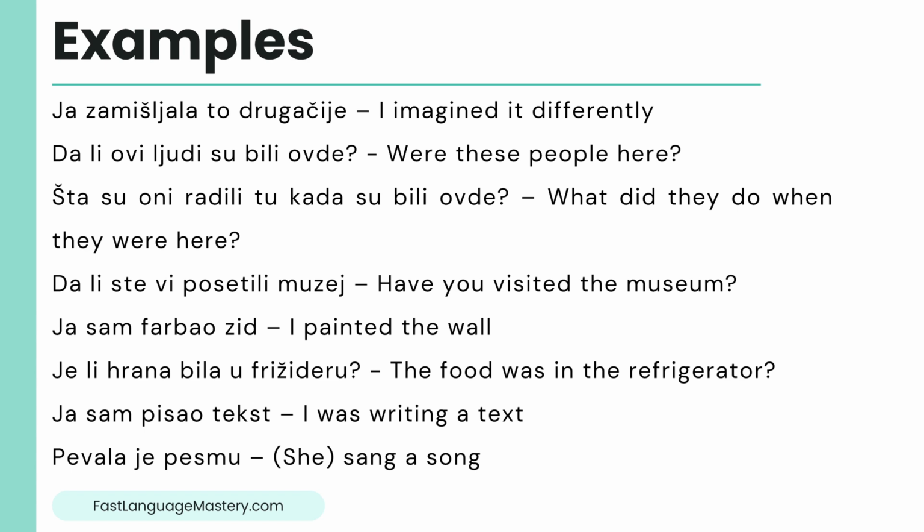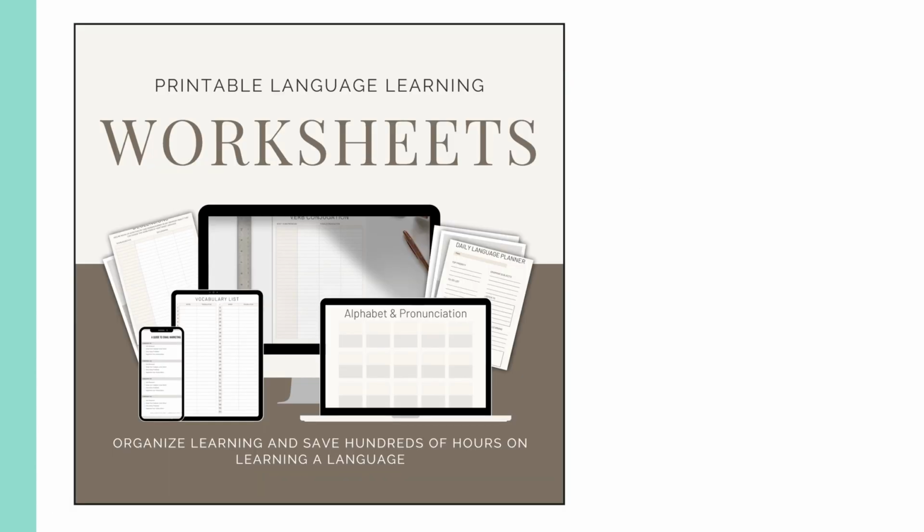Da li ste vi posetili muzej? Have you visited the museum? Ja sam farbao zid. I painted the wall. Je li hrana bila u frižideru? Was the food in the refrigerator? Question. Ja sam pisao tekst. I was writing a text. Pevala je pesmu. She sang a song, or she was singing a song.